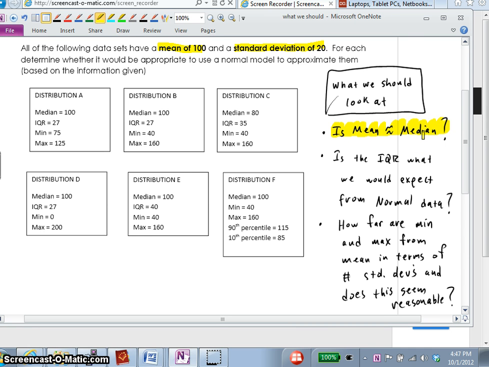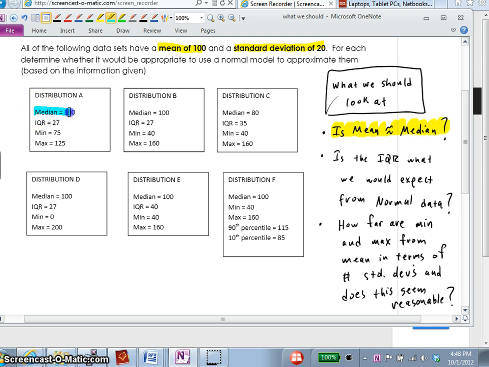Because if the data are approximately normal, then we know we have symmetry in the data, and so we should check that for each distribution. And if a distribution does not have that to a satisfactory degree, we can knock that one out of contention for being appropriate to use a normal model for. So let's go through each one.